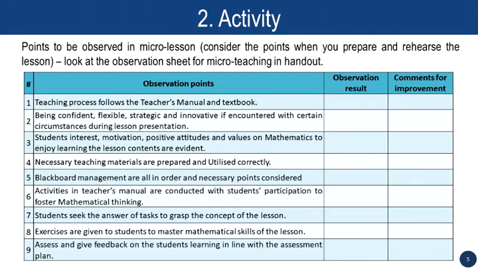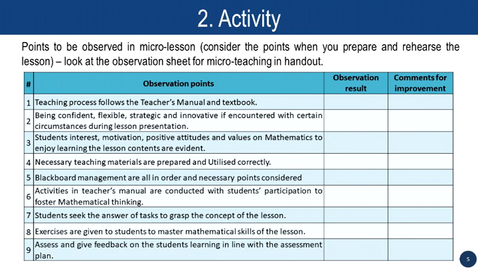All right, these are the points to be observed in the micro lesson. Please consider these points when you prepare and rehearse the lesson, and look at the observation sheet for micro-teaching in the handout. Number 1, teaching process follows the teacher manual and textbook. Number 2, being confident, flexible, strategic, and innovative if encountered with certain circumstances during lesson presentation.